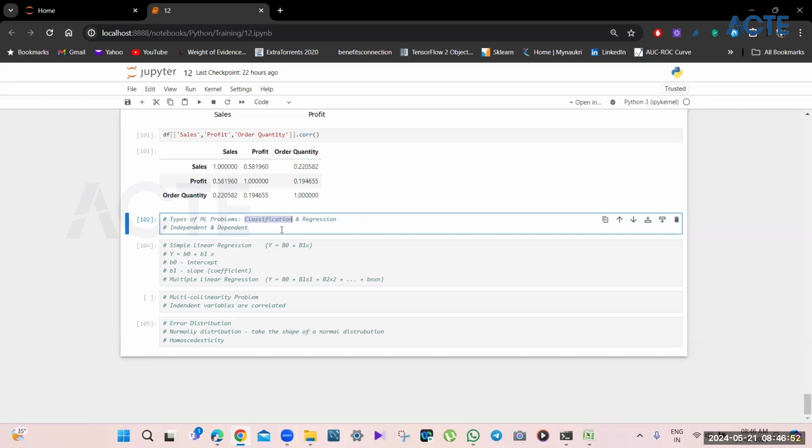Classification is something which will have a desired outcome at the end. You know what the outcome is going to be. That is classification. And regression is something which you have to forecast. You don't know what the outcome will be.